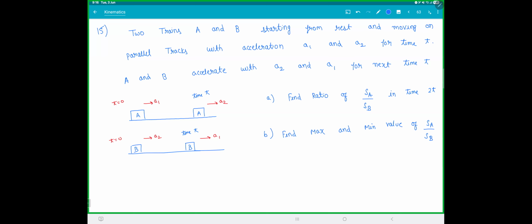I hope the question was clear. There are two trains on a parallel track. Initially, for the first time t, A is going with A1 and B is going with A2. After time t, both the trains start going with different accelerations, A2 and A1. So the total time of travel is 2t. Find the ratio of distance traveled in 2t, and find the maximum and minimum value of SA by SB.